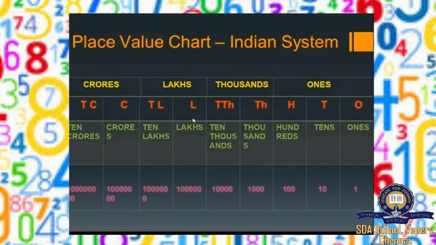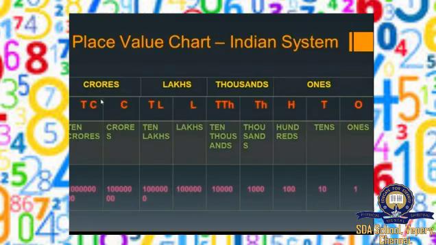Followed by the thousands place, you will have the lakhs place, which is represented as L, and lakhs is followed by the 10 lakhs place. So lakhs and 10 lakhs come under the lakhs place value. Similarly, after lakhs, you will have crores, which you represent as C, and next, you will have the 10 crores, which you represent as TC. Together, crores and 10 crores form the crores place value.